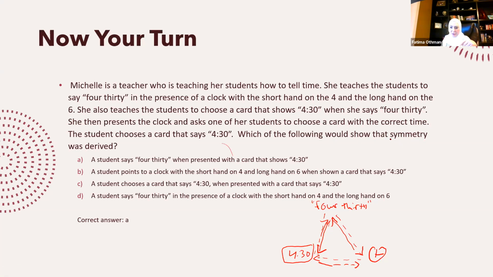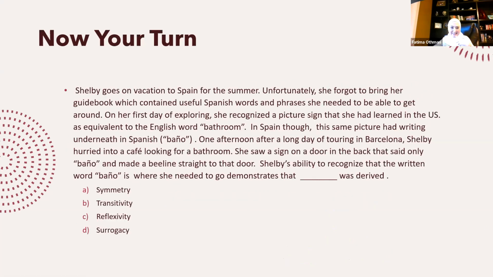Okay, so in my relation right here, I'm looking for symmetry. Which means I'm looking for selecting the clock in the presence of the spoken word 4:30, or I'm looking for speaking the word 4:30 in the presence of a card that says 4:30. And in this case, the student says 4:30 when presented with a card that shows 4:30. So hopefully that is what everybody had.